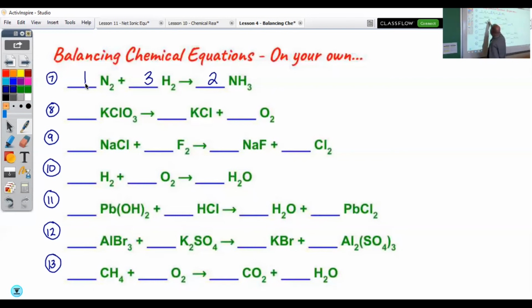So to get oxygen up to 6, I'm going to have to put a 2 out in front. To get oxygen up to 6 over here, I'm going to have to put a 3 out in front. Now going back and balancing, I have 2 potassium, so I need to put a 2 here. I have 2 chlorine, and now I have 2 chlorine. So this equation is balanced.